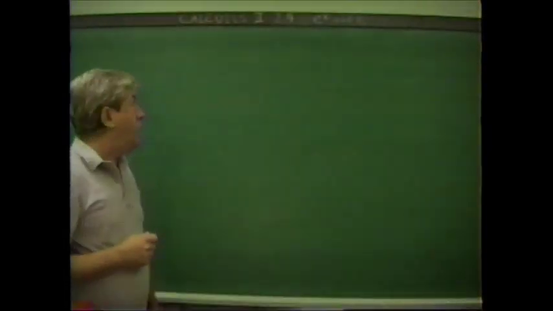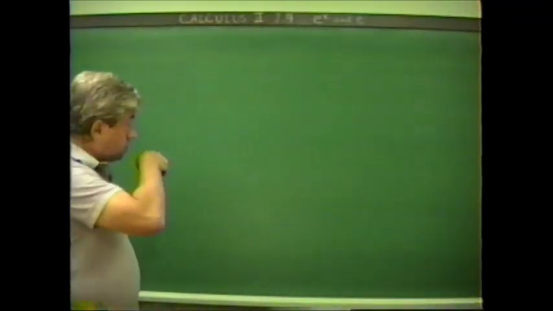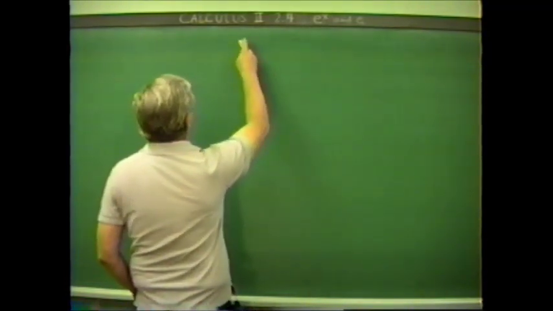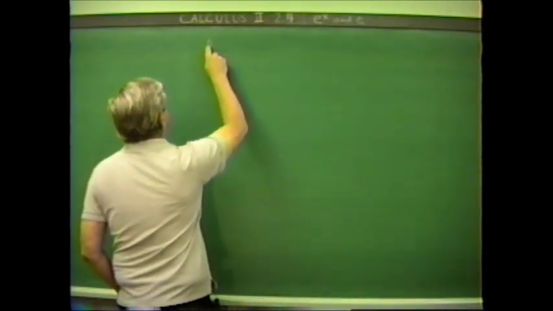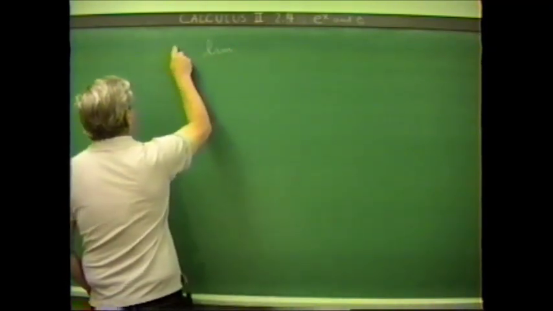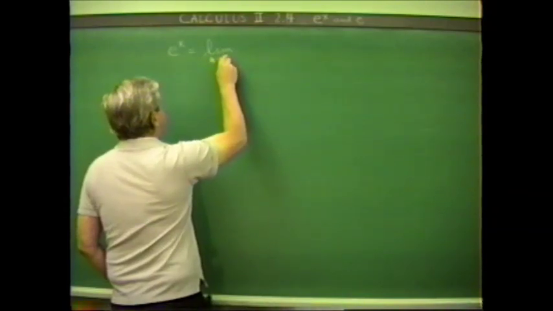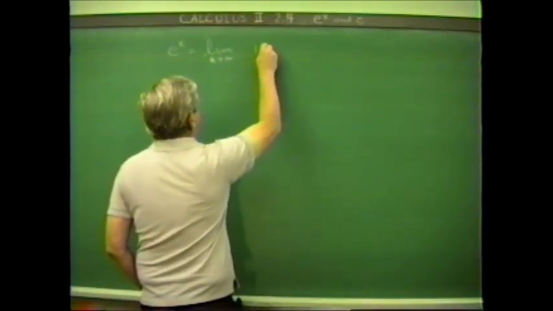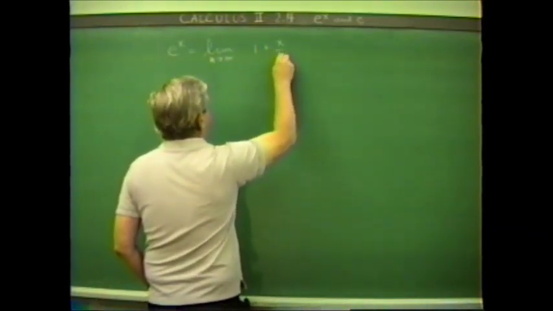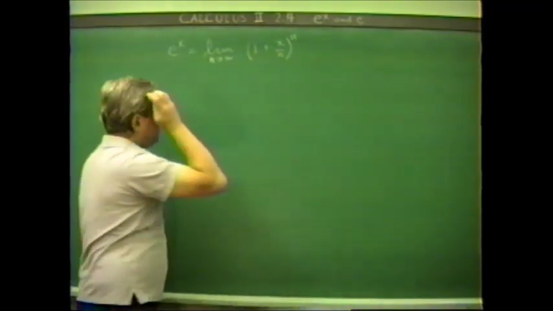Well, we want to take a look again at the function e to the x, and in particular, we want to show that e to the x is equal to the limit as n approaches infinity of 1 plus x over n to the nth power.